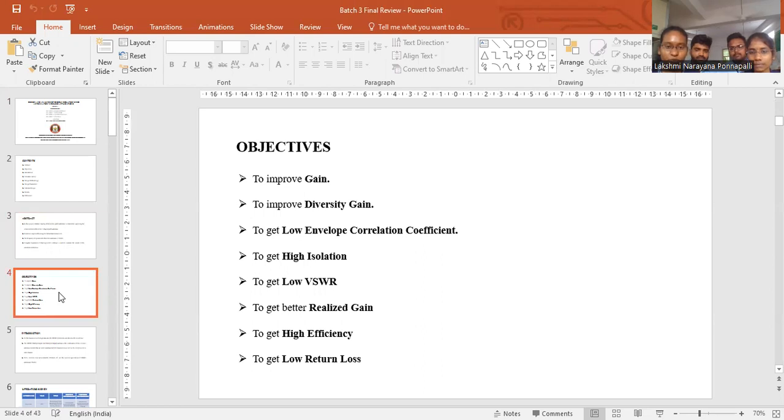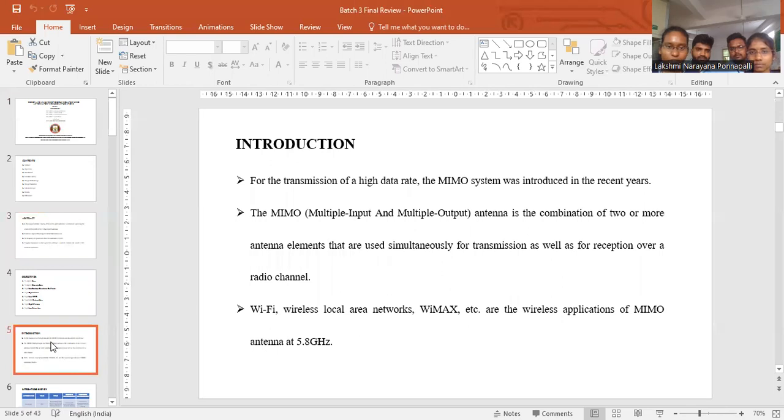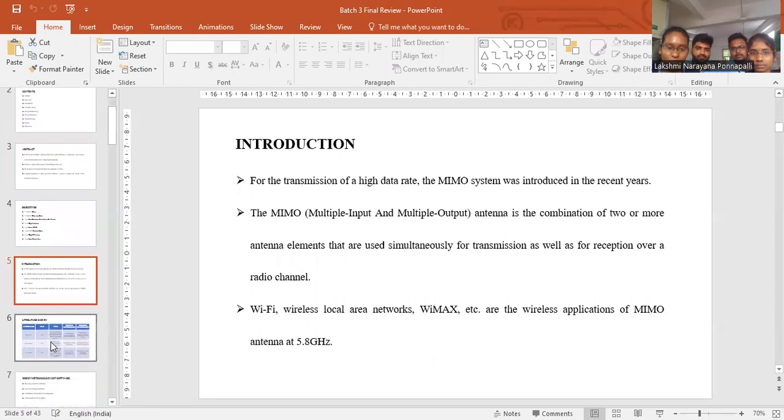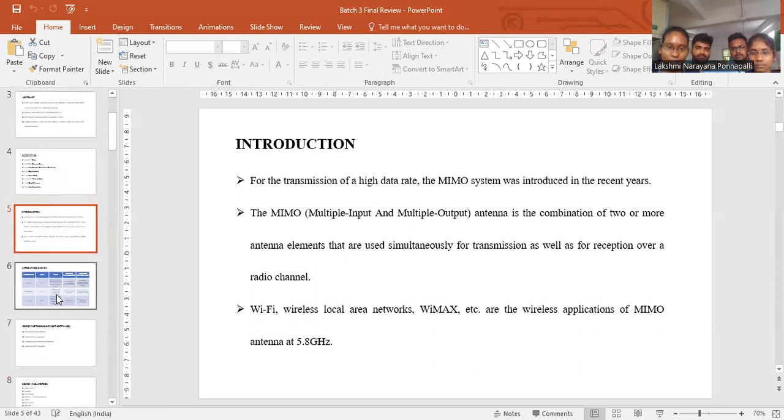The main objectives to calculate are gain, diversity gain, low envelope correlation coefficient, high isolation, low VSWR, realized gain, high efficiency, and low return loss. The main purpose of a MIMO antenna is transmission of high data rate. A MIMO antenna is nothing but a combination of two or more antenna elements. The main applications for this MIMO antenna are Wi-Fi, wireless local area networks, and mobile communications also.